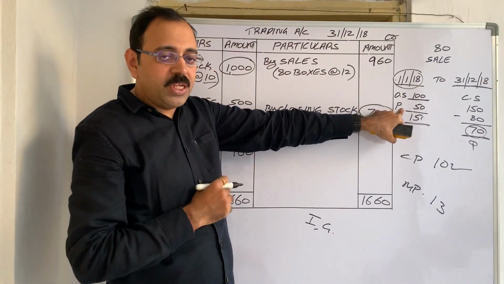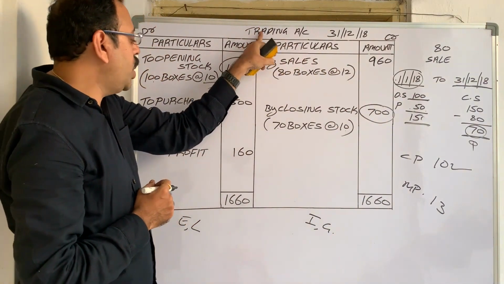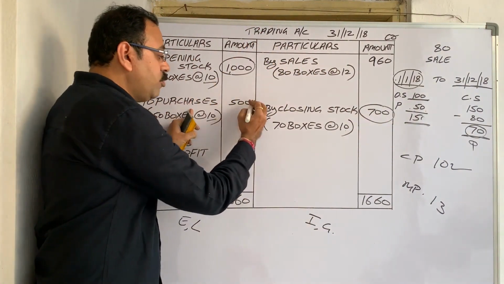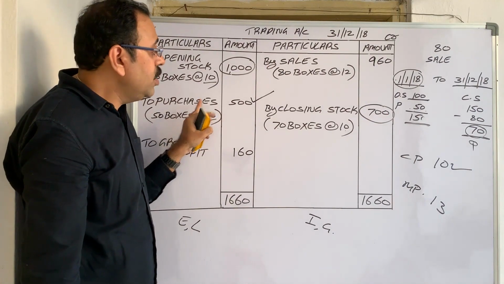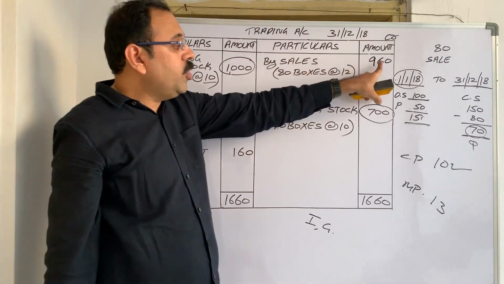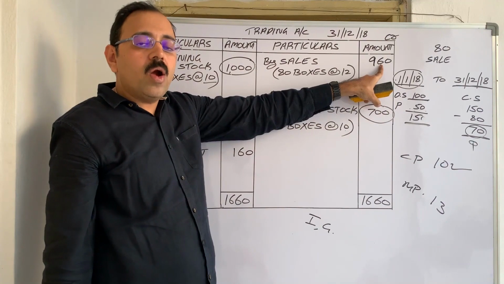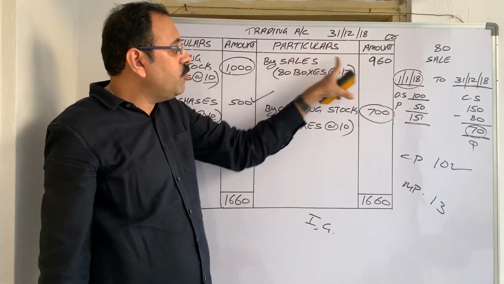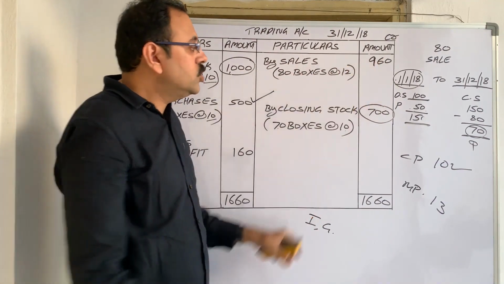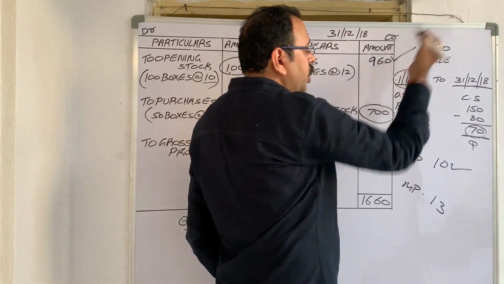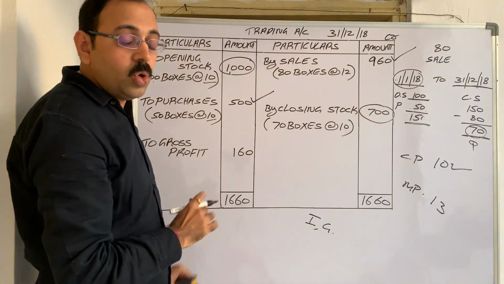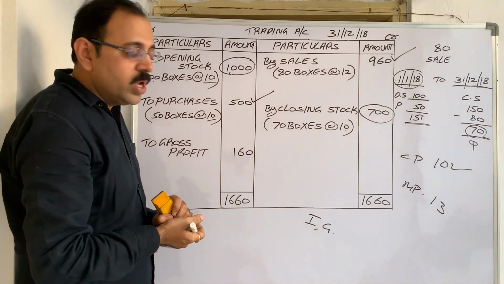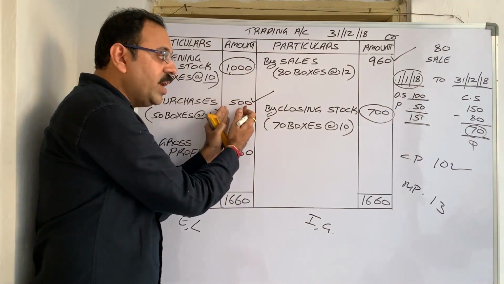Purchase is an expenditure. So according to the nominal account rule, this purchase amount we debited to the trading account. And the sales amount is 960. So according to the nominal account rule, income we have to write on the credit side. So 960 also we wrote. But closing stock we didn't write. So imagine the trading account now. On the debit side we have only 500.